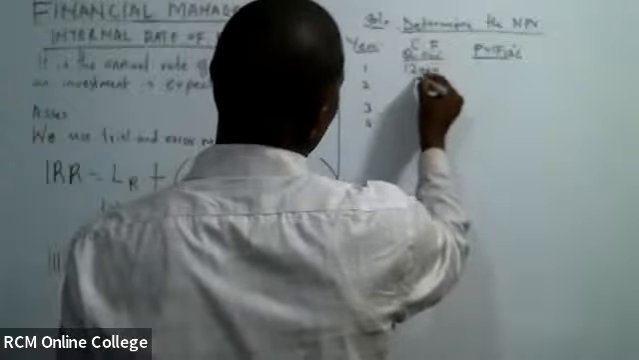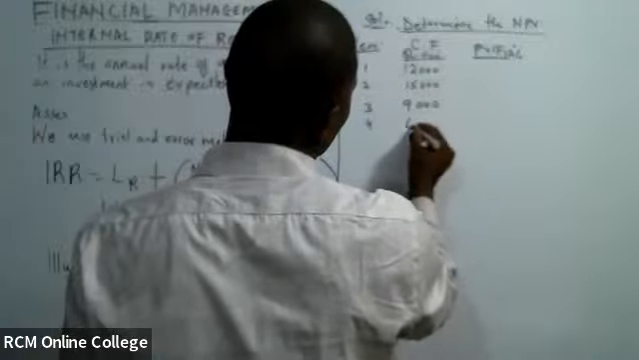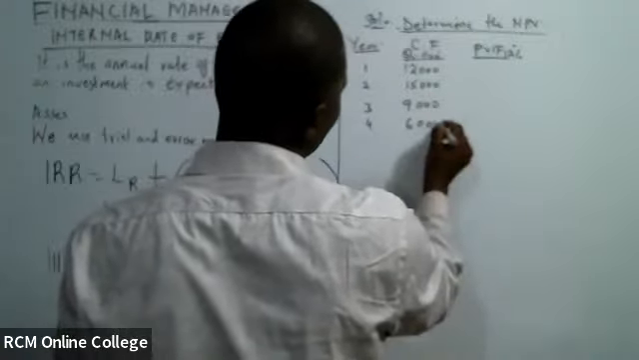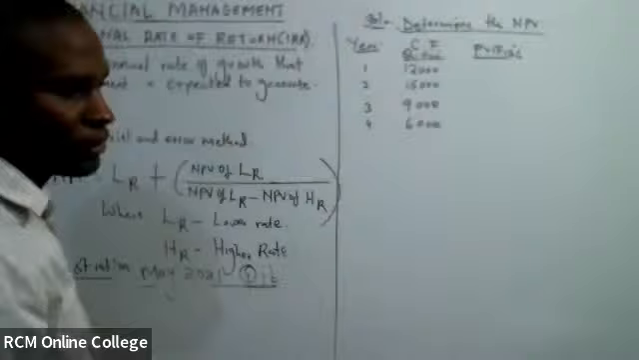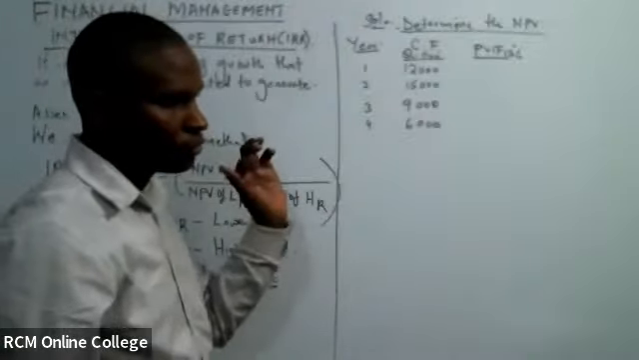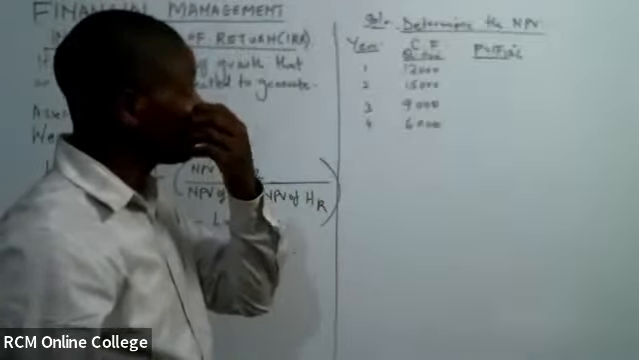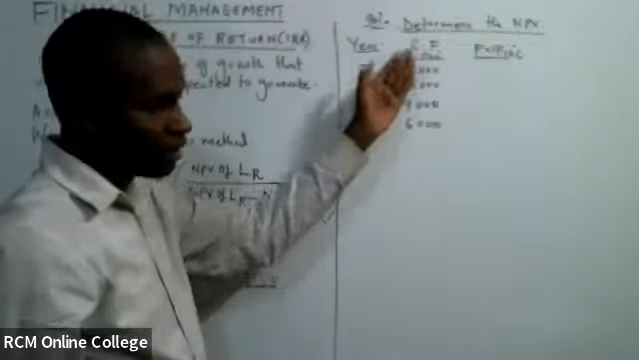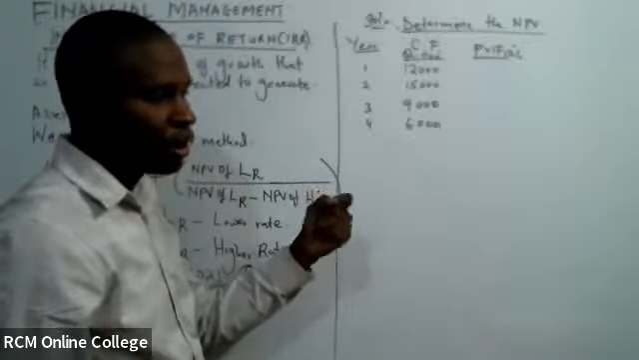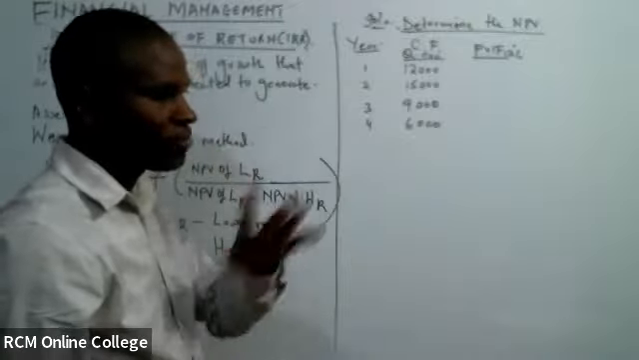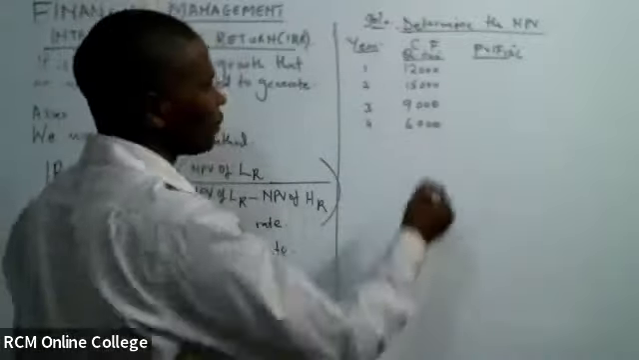12, 15, 9, 6. Great. Okay, let's get the PV. Remember these are non-uniform cash flows. They are not uniform, they are irregular cash flows. Therefore, we discount using PV. This is the time value of money concept. Don't forget. So give me the discounting factor here.